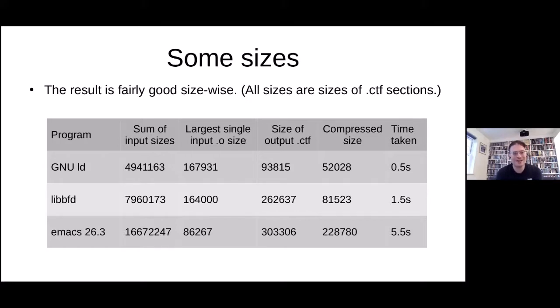Emacs is an interesting case because it's got a whole bunch of types with the same name and different definitions scattered throughout itself. We can handle that. The compressed size is a bit bigger, but not much. The time is noticeably larger because it's got lots of translation units, and at the moment the linker is not optimized.